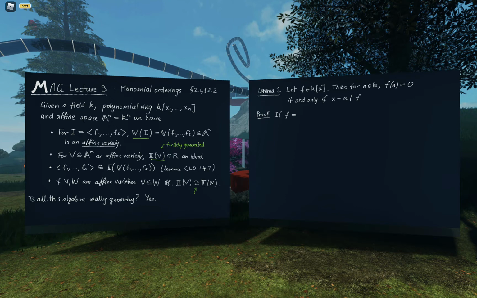Suppose that x minus a divides f. That is, f can be written as q times x minus a. Well, then of course f vanishes at a, because evaluating f at a is q evaluated at a times a minus a, so that's 0. So one direction here is clear. Now supposing that f vanishes at a, how do we prove that x minus a divides f?